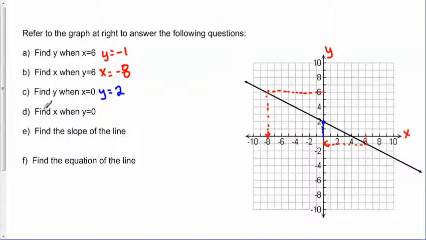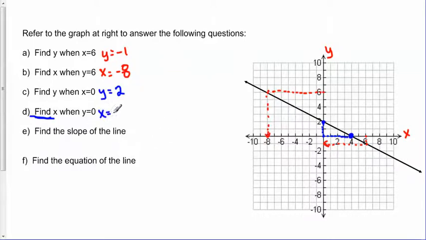Now for the next one, find x when y equals 0. Again, it's a little bit tricky because we're starting here at the origin again. But what I want to keep in mind is, what am I trying to find? I'm trying to find the value for x. So that means that I'm going to be traveling in the x direction, along the horizontal. My y value is 0, so y value being 0 means I don't move up and I don't move down. I'm just going to go along the axis to see where does that hit the line, and it hits it right there at x equals 4.